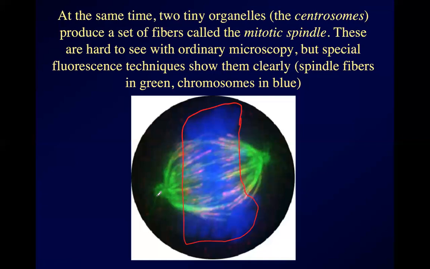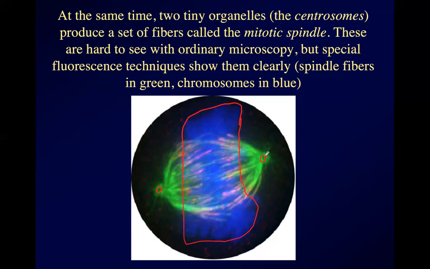And two tiny little organelles that are called the centrosomes, like right there and right there, produce a set of fibers inside the cell, microscopic fibers. The fibers are called spindle fibers, and the structure that they make is called the mitotic spindle. You can think of the centrosomes and the fibers as being the motor and cables that actually move chromosomes around. Chromosomes cannot move on their own. They have to be pulled.